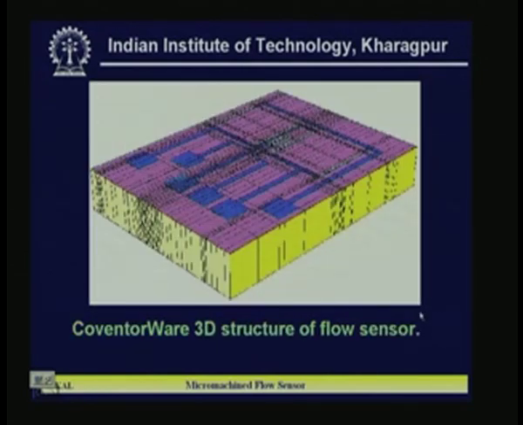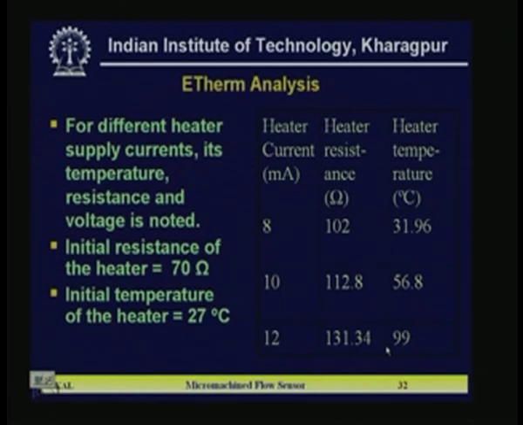Now, you can see this is the CoventorWare 3D flow sensor structure. The whole structure you have to define in CoventorWare. You can see the bonding pads here, a total of 6 bonding pads, and these are the resistances 1 2 3 4, and in the central place is the heater. This is generated by CoventorWare for simulation.